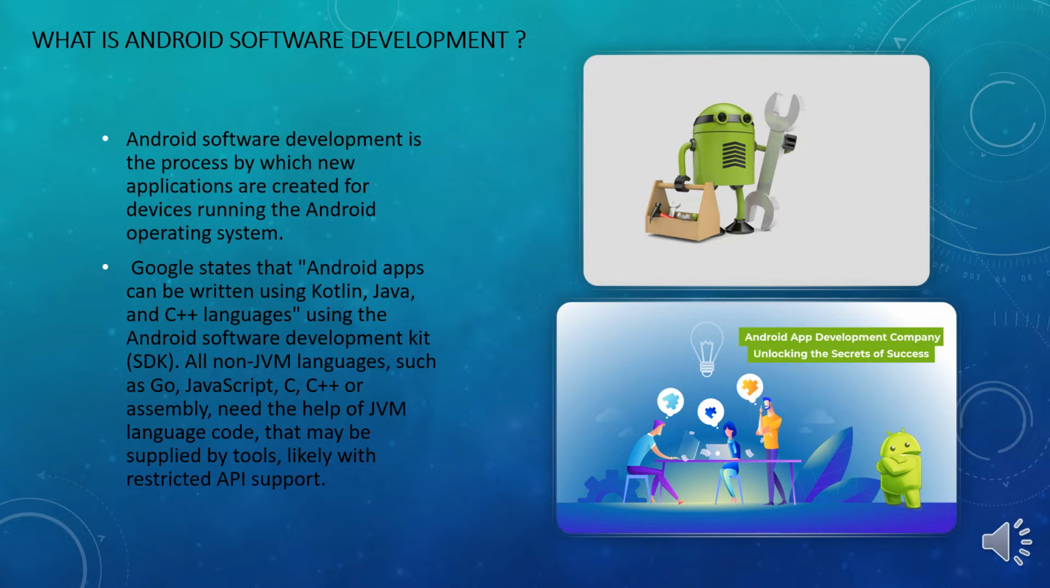Now we head to the third question, which is what is Android software development? Android software development is the process by which new applications are created for devices running the Android operating system. Google states that Android apps can be written using Kotlin, Java, and C++ languages using the Android software development kit, which is also known as SDK. All non-JVM languages such as Go, JavaScript, C, C++, or assembly need the help of JVM language code that may be supplied by tools, likely with restricted API support.